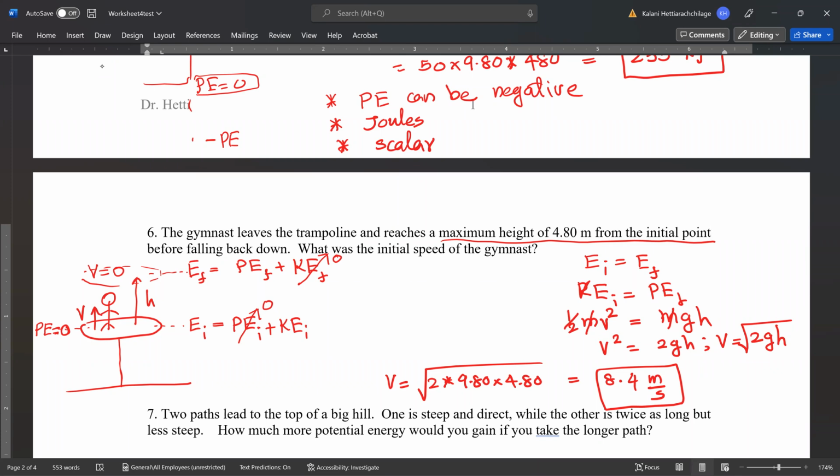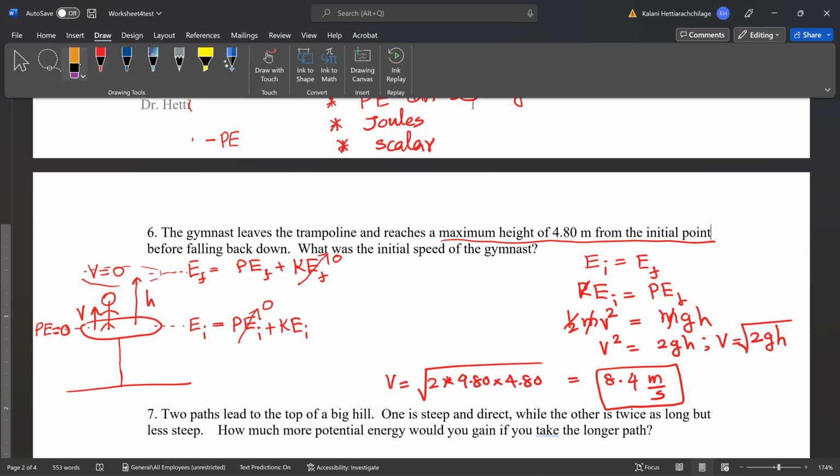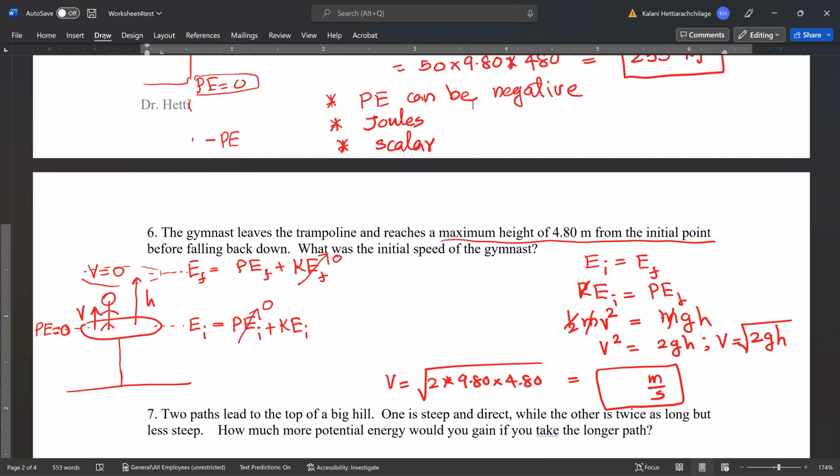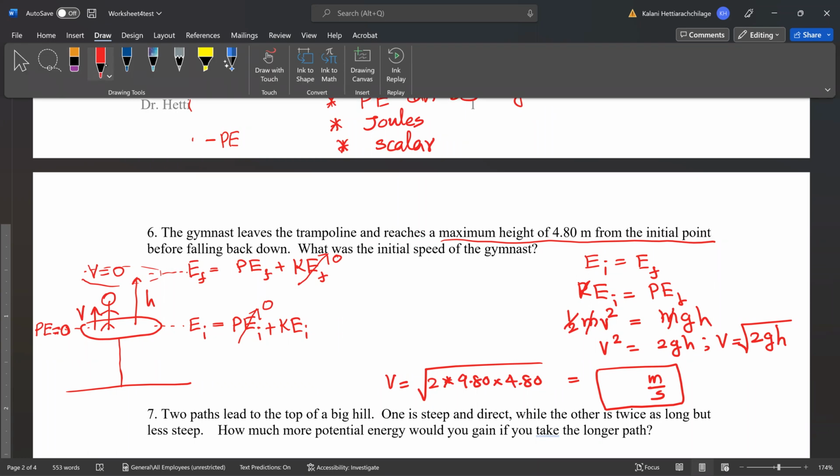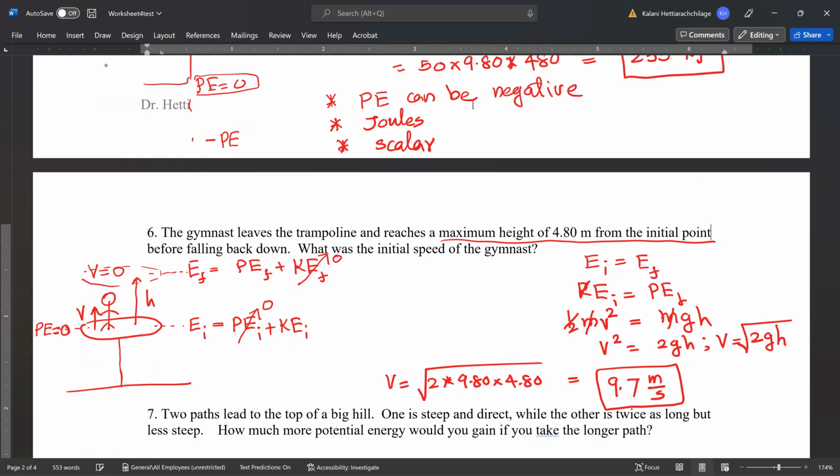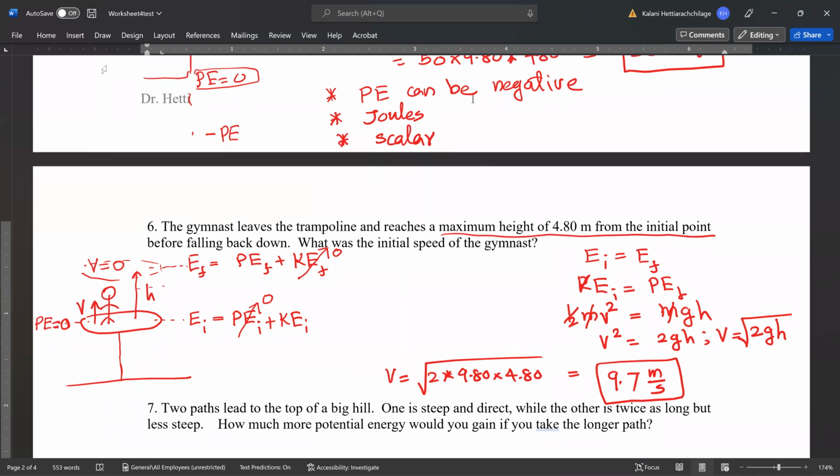It actually 9.7. Okay, so that's from 9.7. So 9.7 speed will go to the 4.80 meters. But if you have a lower velocity than this, that means this trampoline will not go that far, maybe stay somewhere here, right? So that's the general idea.